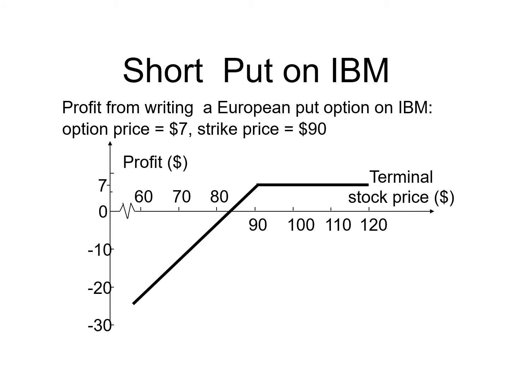Here is short put on IBM. Short is seller. So the previous slide is a buyer of this put option, and here it is a seller of the put option. So the option price again is $7. So you earn $7 premium on selling this put. When the share price remains above $90 when the contract expires, you pocket this $7 premium. But if the share price drops below 90, you have to start to pay out. When the share price drops to 83, you break even. If the share price drops more, you start to lose money.